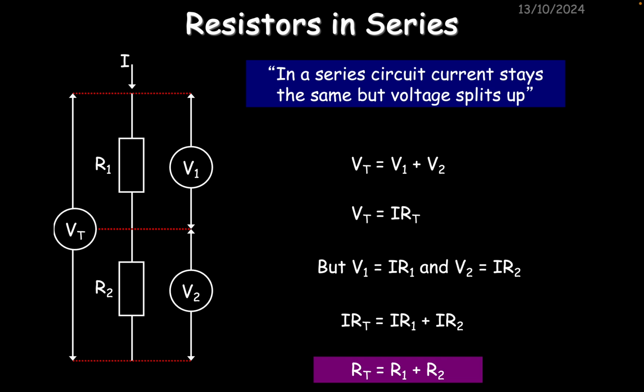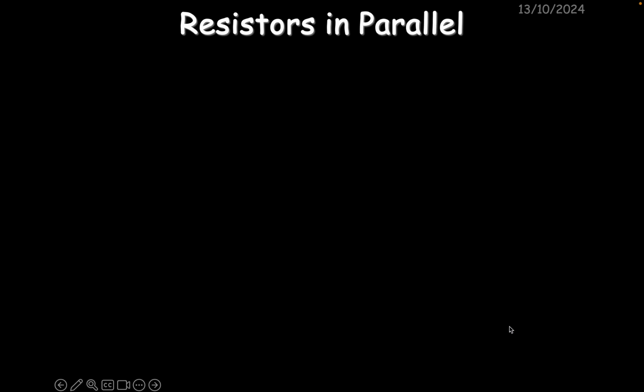And this applies for any number of resistors in series. Okay? For A-level students, this is a common A-level question. For GCSE students, you just need to know this equation is true. Resistance in parallel, a similar proof is required for A-level students. For GCSE students, they might give you some questions about resistors in parallel.